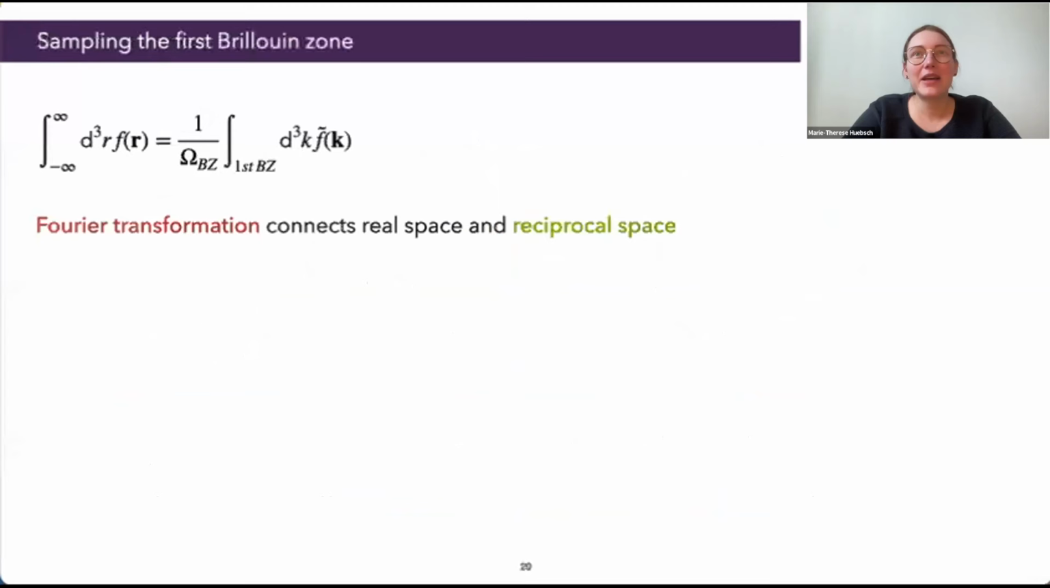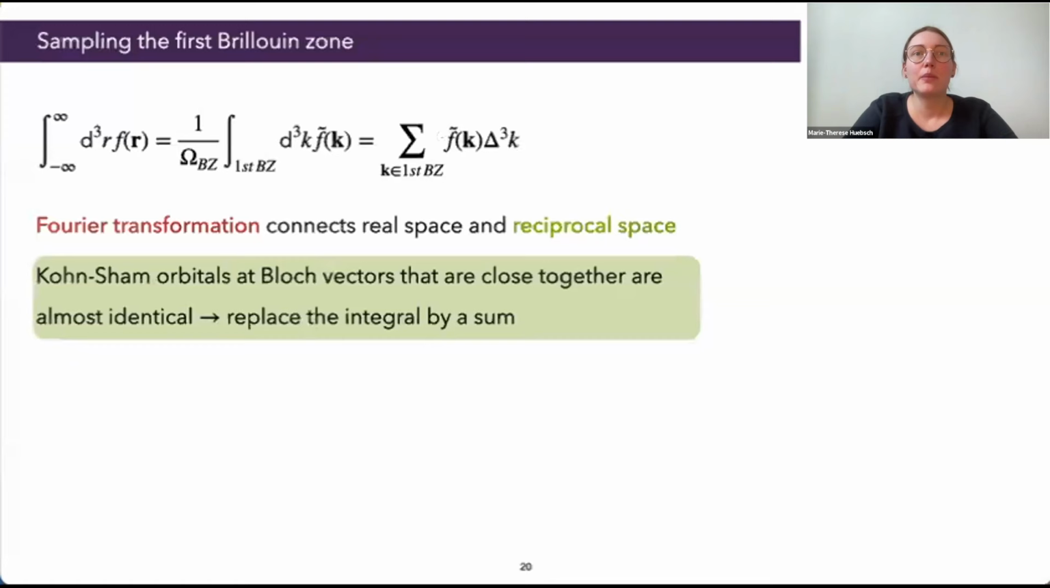The connection between real space and reciprocal space is a Fourier transformation, and that is the integral over all of space can be expressed in terms of an integral over the first Brillouin zone. You can see that it might help a little to replace one integral by one more confined integral, but the true advantage of transforming to reciprocal space is that Kohn-Sham orbitals at Bloch vectors k that are close together are almost identical. So instead of an integral over all of space, we have a discrete sum over k points on a mesh in the first Brillouin zone.